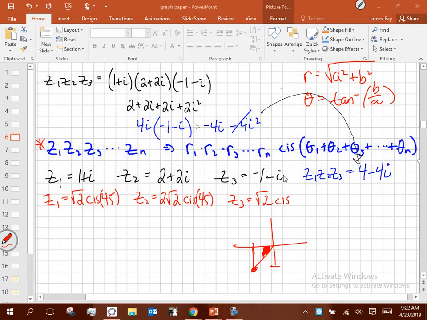If I go B over A, B is negative 1, A is negative 1, right? Tangent inverse of 1 then, right? It's going to give me 45 degrees. But this is the angle we're interested in. How big is that angle? 180 plus 45, so 225 would be the theta there for that one.